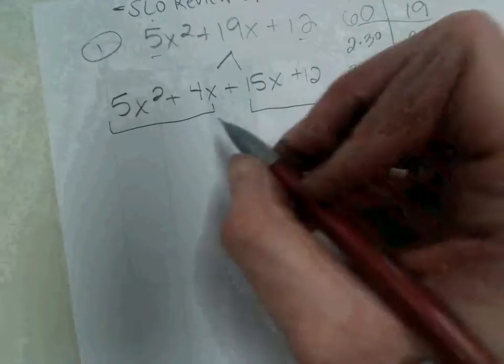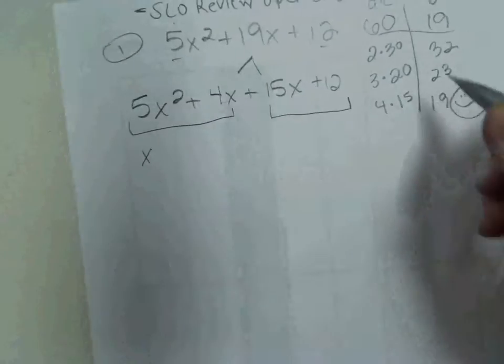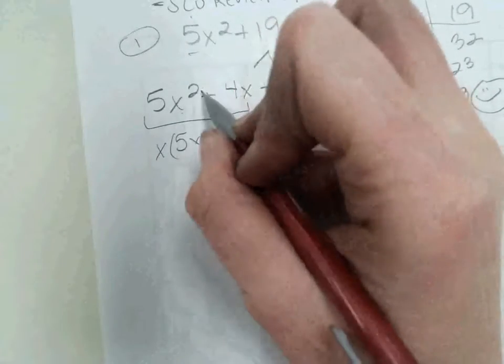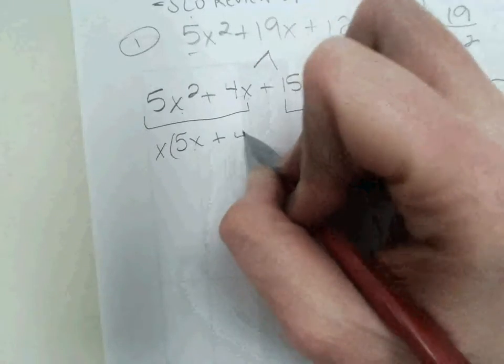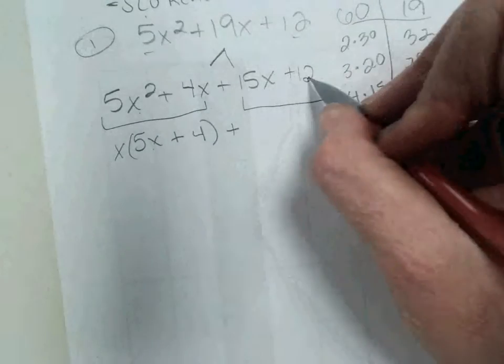Common factor in my first group is x. Factoring out x, I get 5x. 5x squared divided by x is 5x. 4x divided by x is 4. In my second group, so I bring down the plus sign.